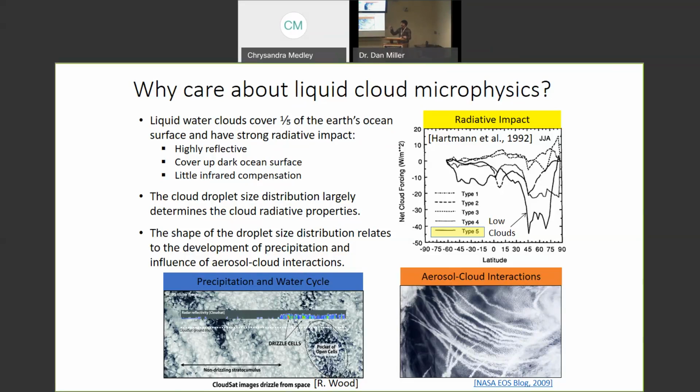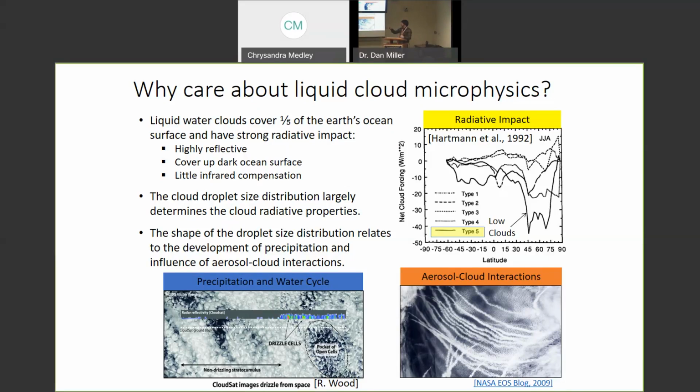And the other thing is that it has its microphysical properties. The droplet sizes themselves are largely determinative of the cloud radiative properties. So when you look at them from a remote sensing perspective, the droplet size and how strongly they impact the climate are intrinsically linked in very important ways. And in addition to that, the shape of the droplet size distribution can tell you something about development of precipitation and then the water cycle.